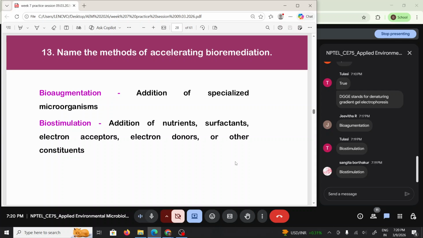So in that case, we try to enrich the consortium inoculum with specialized microorganisms that can help perform the targeted reaction. This process is called a bioaugmentation process.